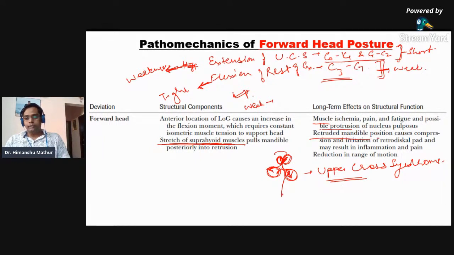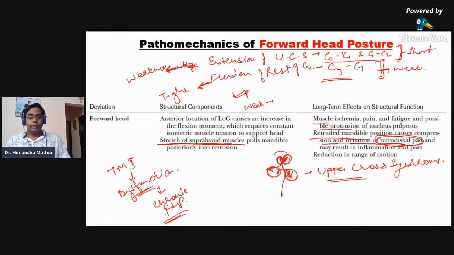Retruded mandible can compress and cause irritation in the retrodiscal pad of the TMJ, temporomandibular joint. So it can cause pain in the temporomandibular joint, and chronic forward head posture patients might have symptoms of the TMJ. Temporomandibular joint dysfunction is, you can say, very common in all those people having chronic forward head posture. Okay, there are consequences like that.